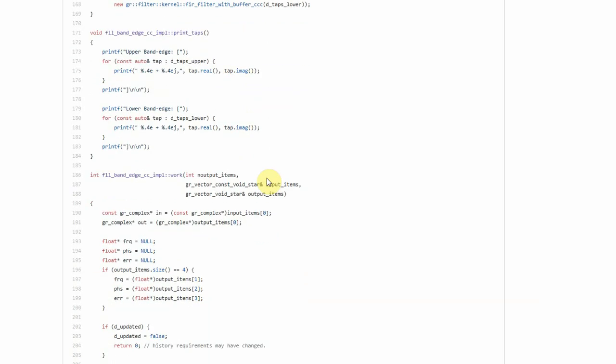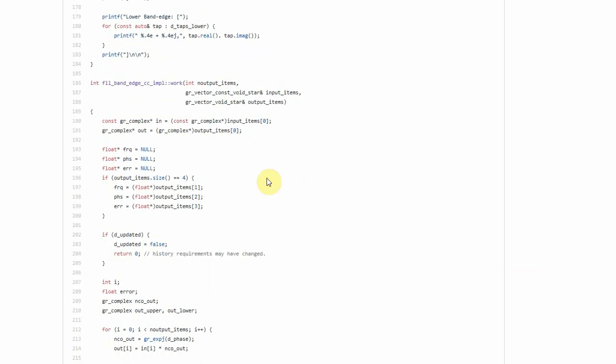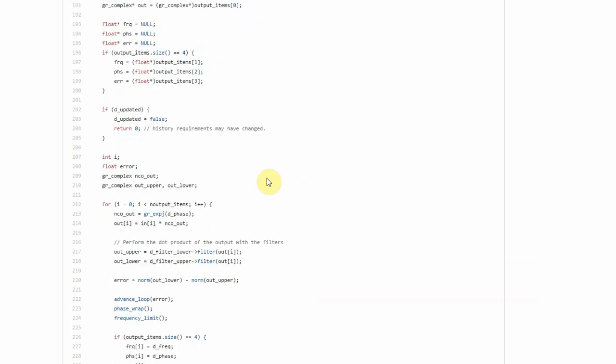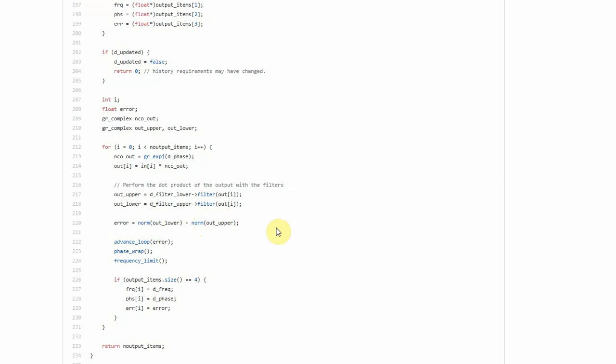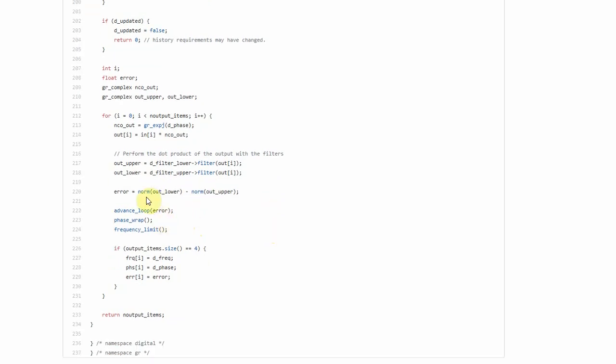then modulating the resultant signal to the respective point. After that, we come down to see how the actual error signal is implemented, and we see the output of the upper band edge filter and the output of the lower band edge filter, and the error is formed by taking the norm of the lower minus upper band edge filter. The norm is just the L2 norm, so it is the magnitude squared of the lower band edge filter output minus the magnitude squared of the upper band edge filter output, which corresponds to the energy in those filters. This is what we discussed in the intuitive viewpoint of the band edge frequency error detector.